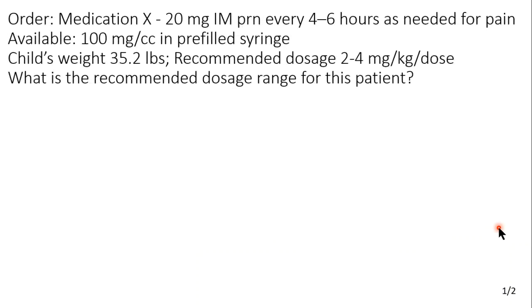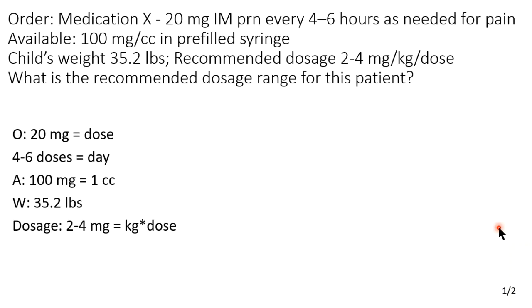We have an order of medication X, 20 milligrams IM PRN every 4 to 6 hours as needed for pain. Our available is 100 milligrams per cubic centimeter in a pre-filled syringe. The child's weight is 35.2 pounds, and the recommended dosage is 2 to 4 milligrams per kilogram per dose. What is the recommended dosage range for this patient?